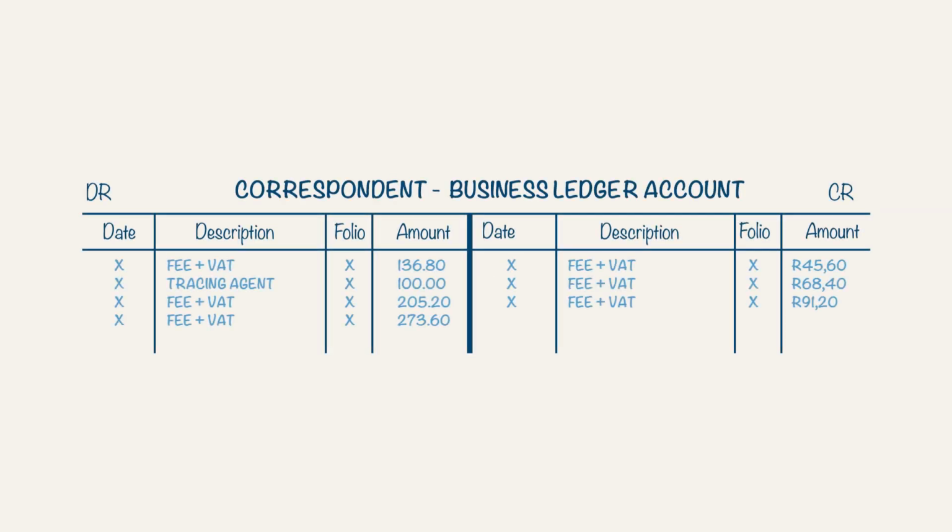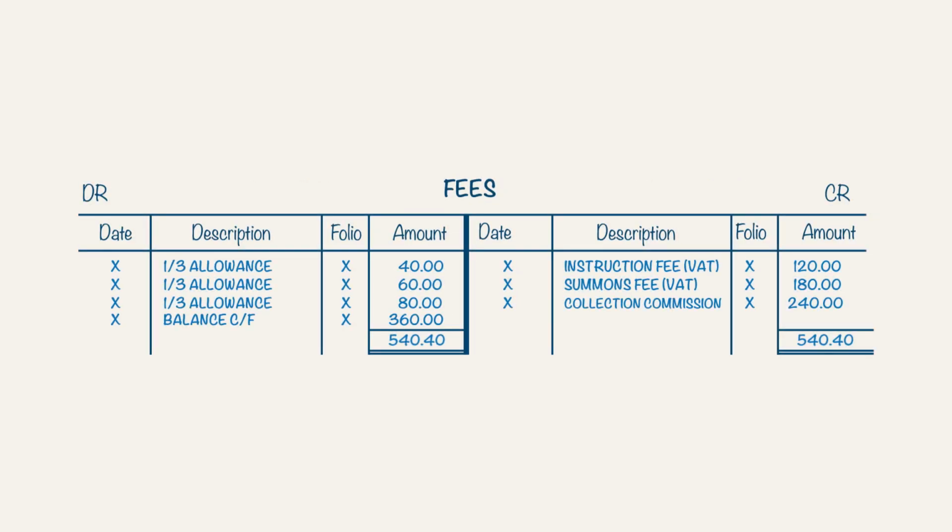All the journal entries get posted to the respective business ledger accounts, which are the correspondent business ledger account, the fees ledger account, and the VAT ledger account.